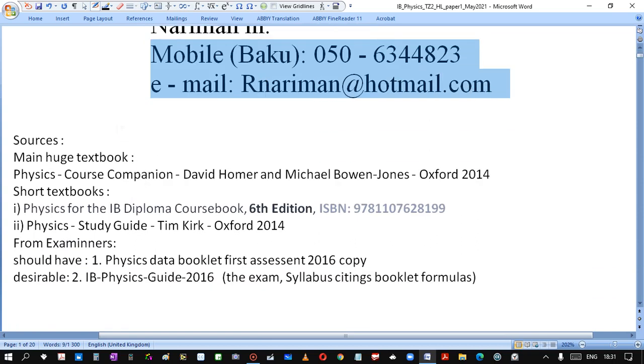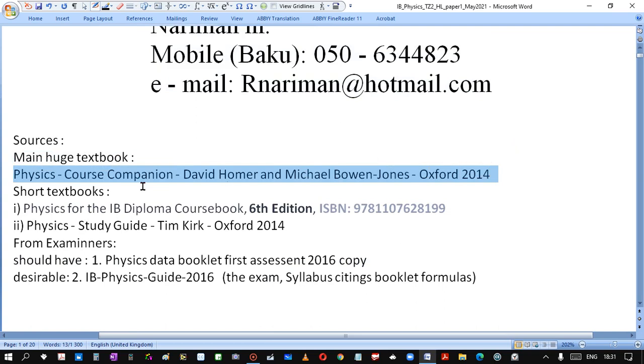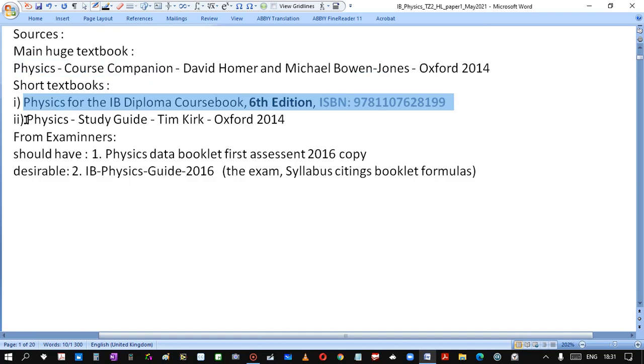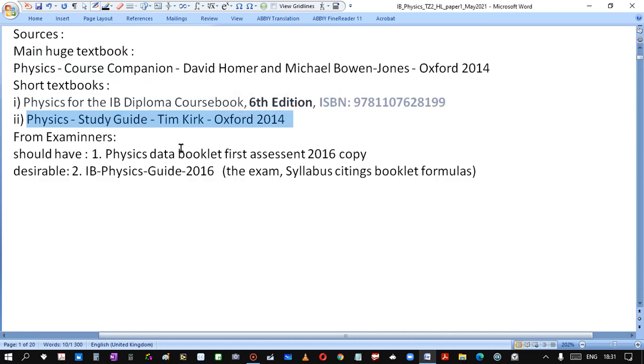To prepare for the exam, you can use the main huge textbook from Oxford, the short textbook by Tsokos, which is very popular, and for revision and better understanding, the Physics Study Guide by Tim Kirk. When you do past papers, you need the Physics Data Booklet, First Assessment 2016 copy. Desirable is to have the IB Physics Guide 2016.